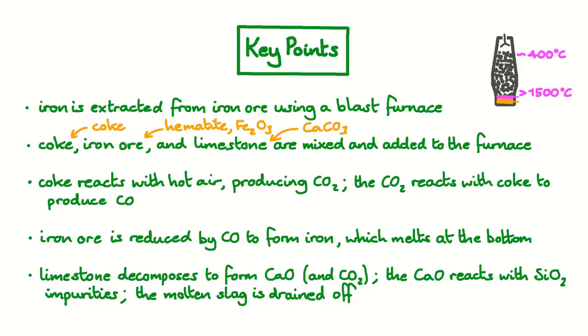At the top of the furnace, the temperature is closer to 400 degrees Celsius. And in between, we have a region at around 800 degrees Celsius where the calcium carbonate begins to decompose.